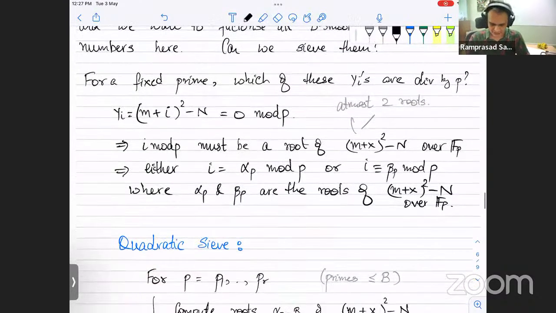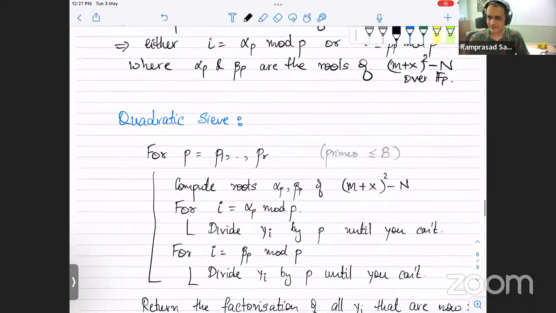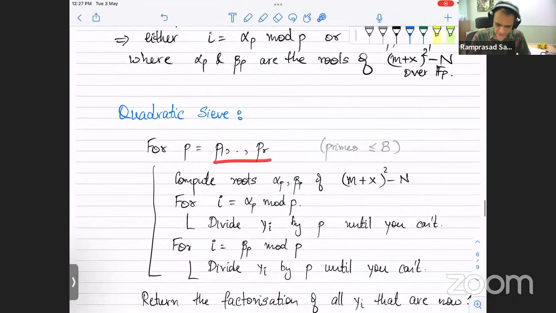Okay, great. So this is the quadratic sieve. Again, you're going to run over all possible primes p1 through pr. So the sieve consists of yi equal to m plus i the whole squared minus n. And I want to know which of these i's I should even try to divide by p. The way we are going to do this is first we'll compute the 2 roots for m plus x over Fp. For every fixed prime, we'll compute these 2 roots.